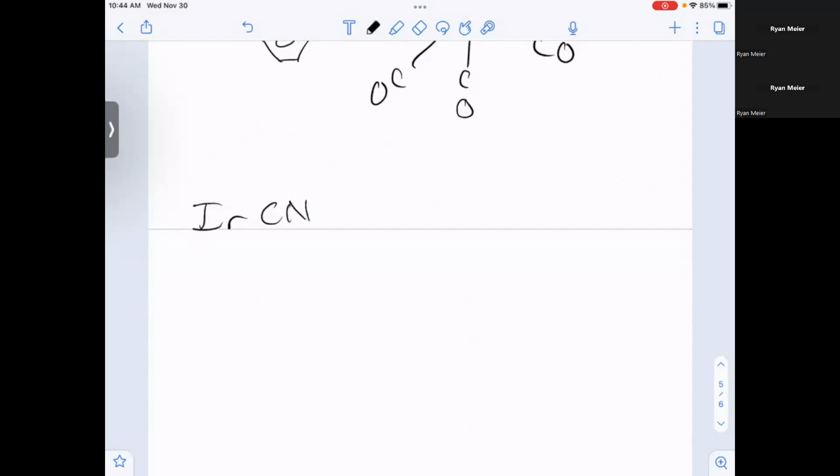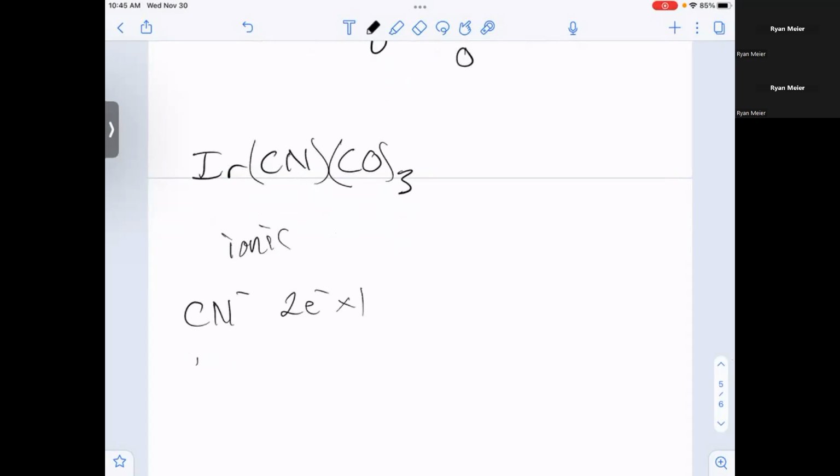So let's do this compound. I think this is close to one of the ones that was on the homework, for instance. So if I'm looking at this compound, we'll start again with the ligands. Cyanide, what do we know about cyanide? If I'm doing this the ionic way, it is CN minus, a 2 electron donor. I have 1 of them. I have carbonyls, which are neutral 2 electron donors. We have 3 of them.